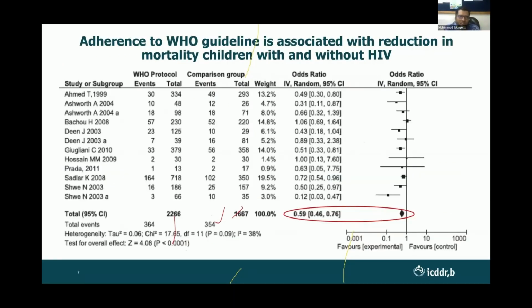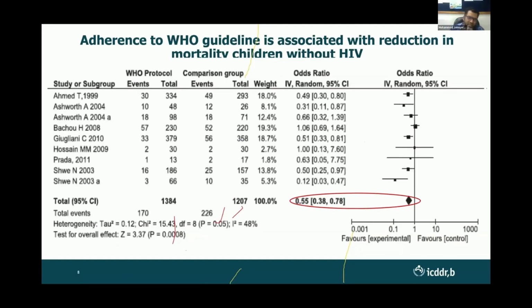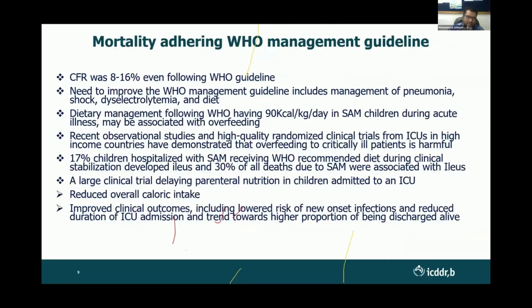with this evidence, we have found that adherence to the WHO guideline is associated with a reduction of around 41% mortality among children with or without HIV. And if we exclude the children with HIV, only half of the children remain, which also shows a 45% reduction of mortality if there is adherence to the WHO guideline. So even with adherence to the WHO guideline in many hospitals in settings of Southeast Asia and Sub-Saharan Africa, the mortality still ranges from 8 to 16%. And that means this management guideline needs to be substantially improved.